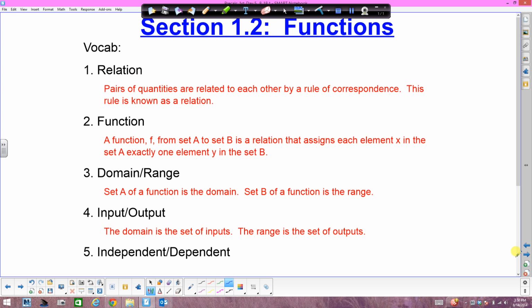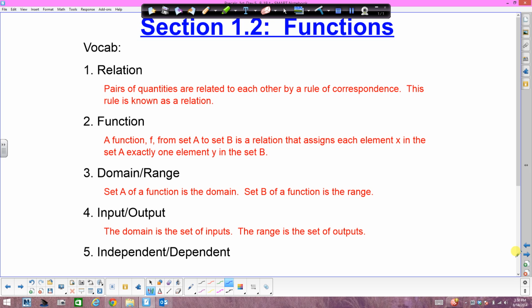But if you have a function, then that function from set A to set B is a relation that assigns each element x in the set A exactly one element y in the set B. So that's where for every x you have, it can only correspond with one y. And we're going to explain this a little more, so if these definitions seem confusing, just be patient.